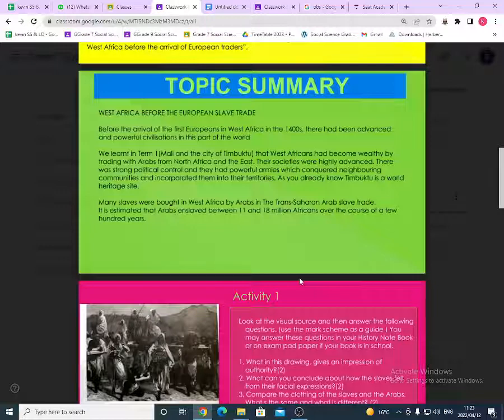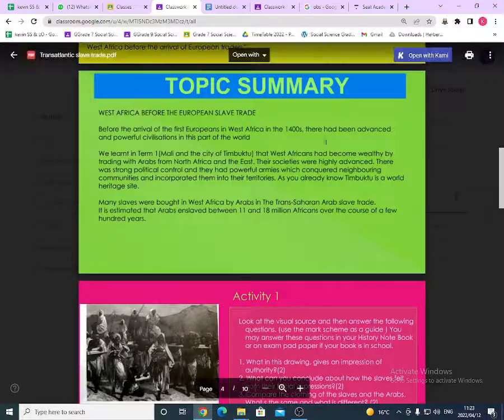The societies were highly advanced. There was strong political control, and they had powerful armies which conquered neighboring communities and incorporated them into their territories. As you know, Timbuktu is a World Heritage Site. Many slaves were bought in West Africa by Arabs in the trans-Saharan slave trade.